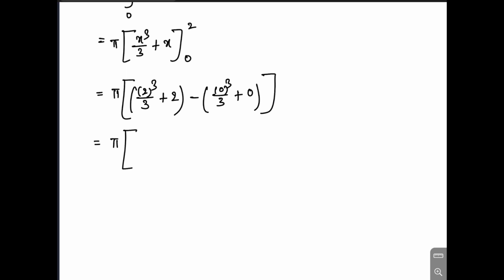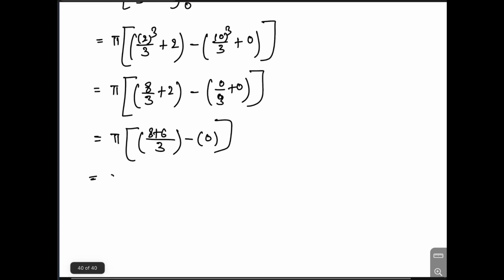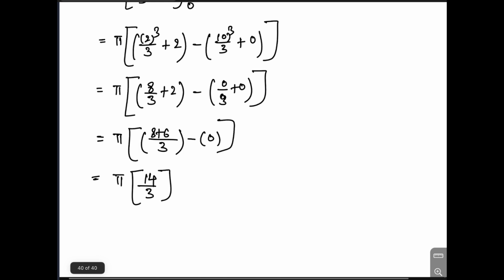So here let's try to simplify. So 8 by 3 plus 2 here minus 0 by 3 plus 0. So here pi. So here we can take LCM 3. 8 plus 6. The complete term will be pi times 8 plus 6, 14 divided by 3. So finally we'll get here 14 pi divided by 3 cubic units.